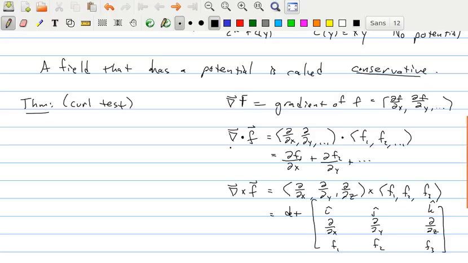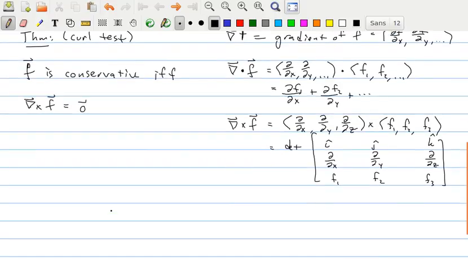So with those definitions here, what the curl test says is that a vector field F is conservative if and only if the curl of F is 0. Let's briefly take a look at why this is. So that's what the curl test says. It just gives you a quick test to see if this is conservative or not.